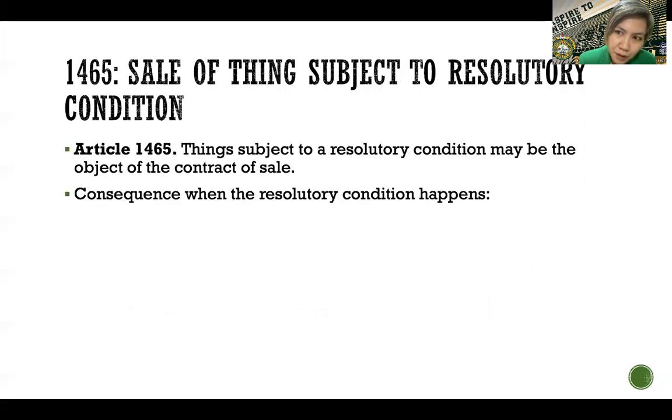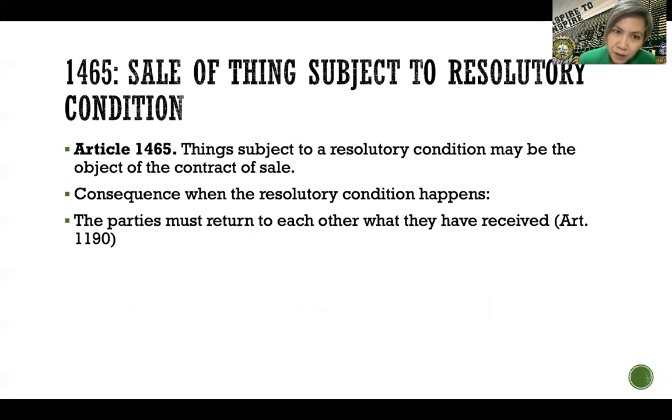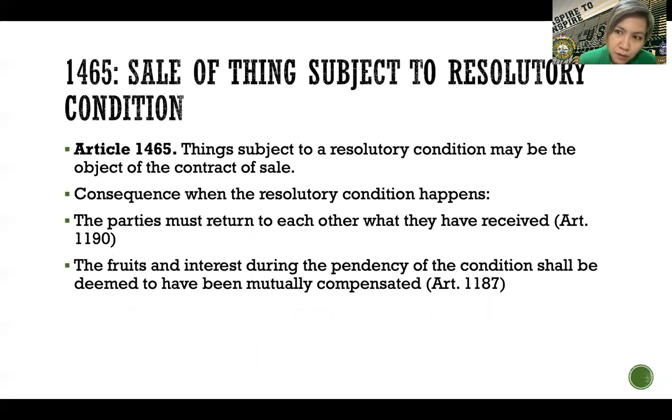So let's take a look at Article 1465, which is the sale of a thing subject to a resolutory condition. You're already familiar with the pacto de retro sale, right? Sale with the right to repurchase. That's one example of a sale of a thing subject to a resolutory condition. So what's the consequence if the resolutory condition happens? Then, as provided under Article 1190, the parties must return to each other whatever they have received.